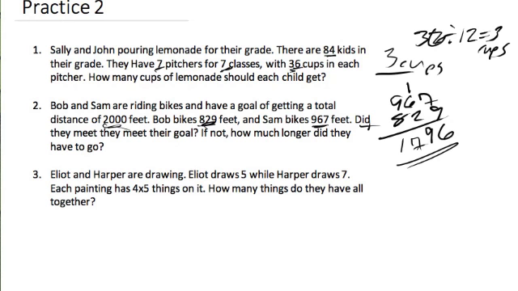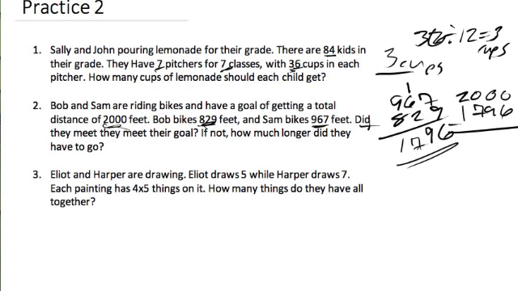So 1,796 is less than 2,000. So they didn't meet their goal. And to find how much longer they have to go, we have to subtract 2,000 minus 1,796. This one we're going to do a lot of regrouping.